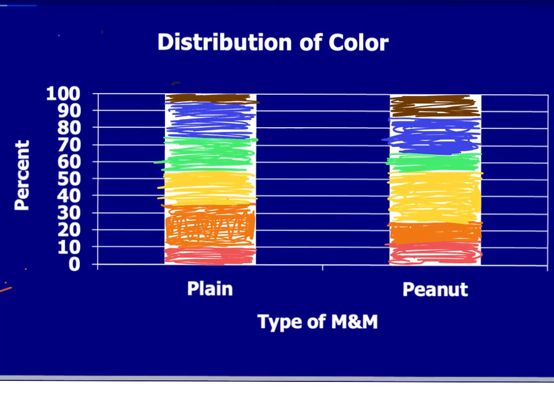The orange is larger in the plain. The peanut is larger in the yellow. The green is larger in the plain as well. The blue is about the same, 23 and 21%. The brown is larger in the peanut. And make sure when you're talking about comparing two things, you use those comparative words, bigger, smaller, and so on.